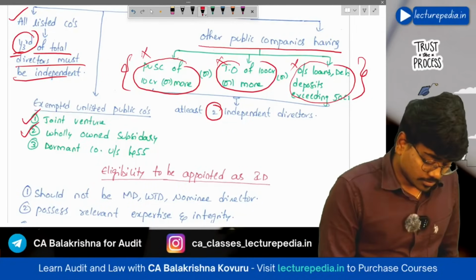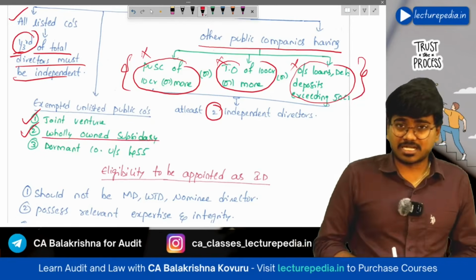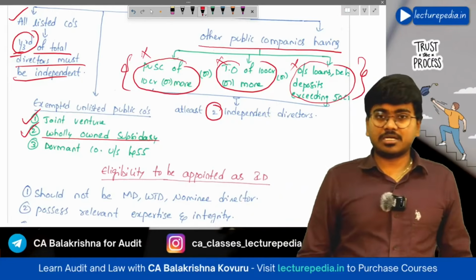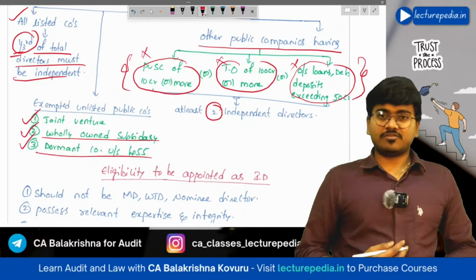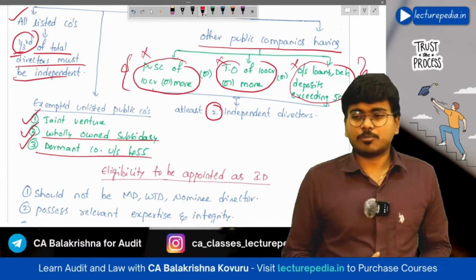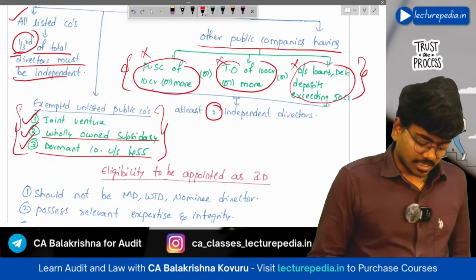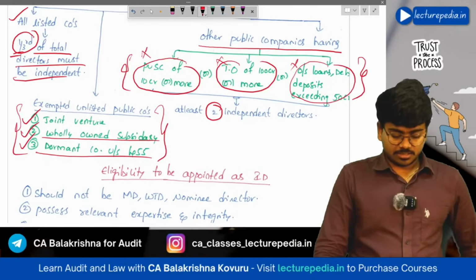Next, wholly owned subsidiary company. A wholly owned subsidiary company, if it is satisfying any of these criteria, need not appoint an independent director. Next, dormant company under section 455. Even a dormant company need not appoint an independent director. These are the companies that are exempted from appointing independent directors.